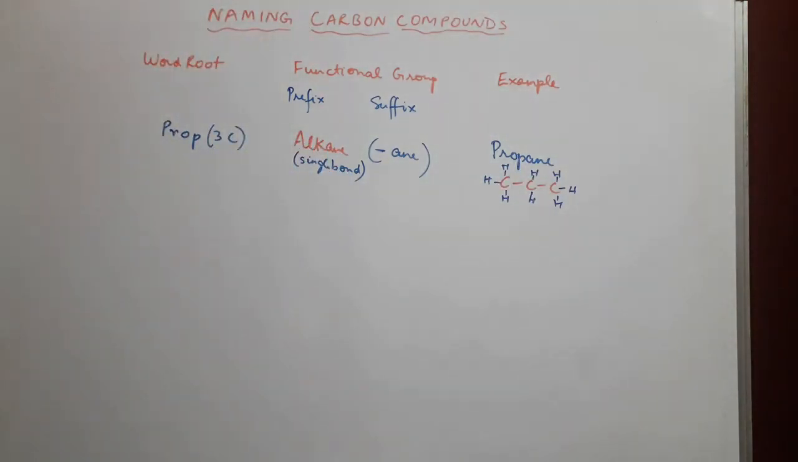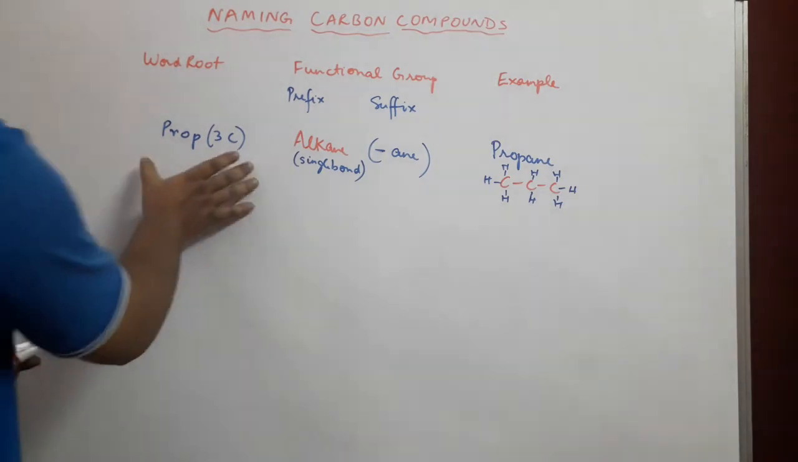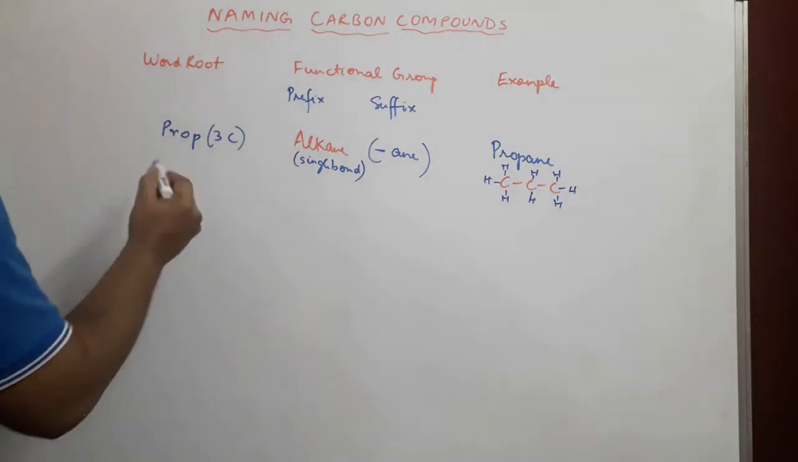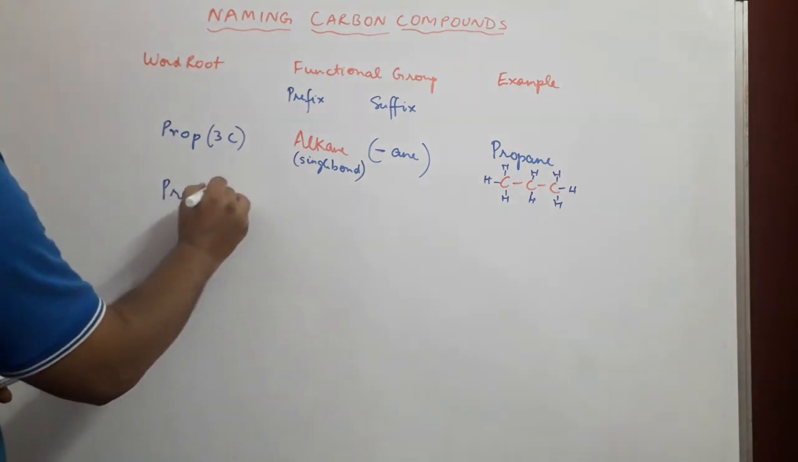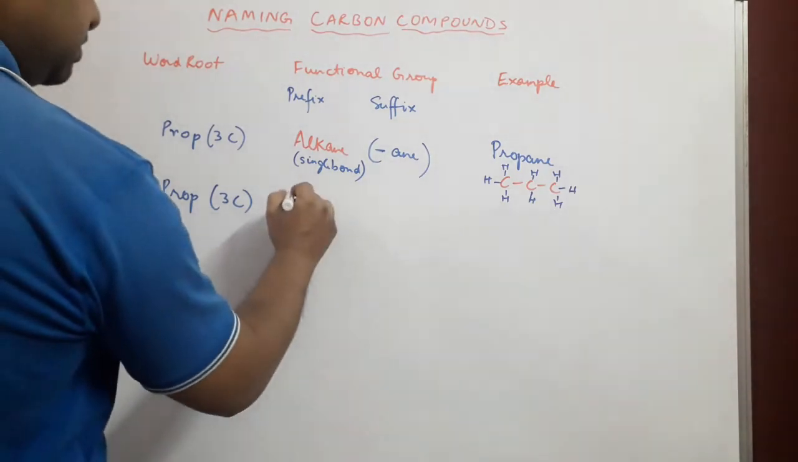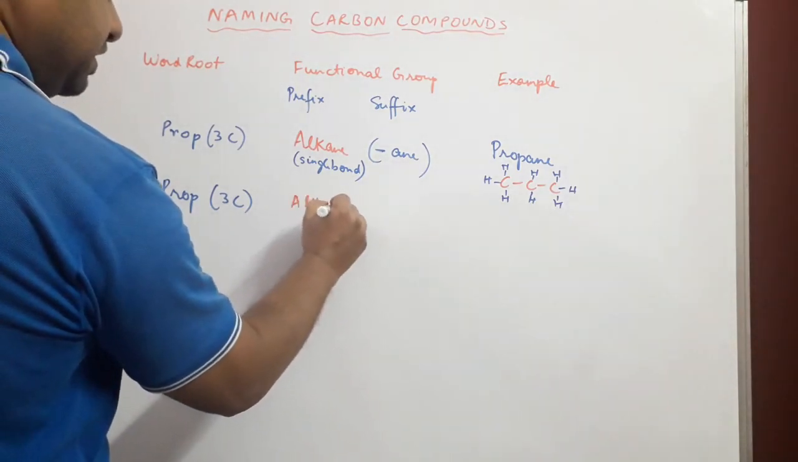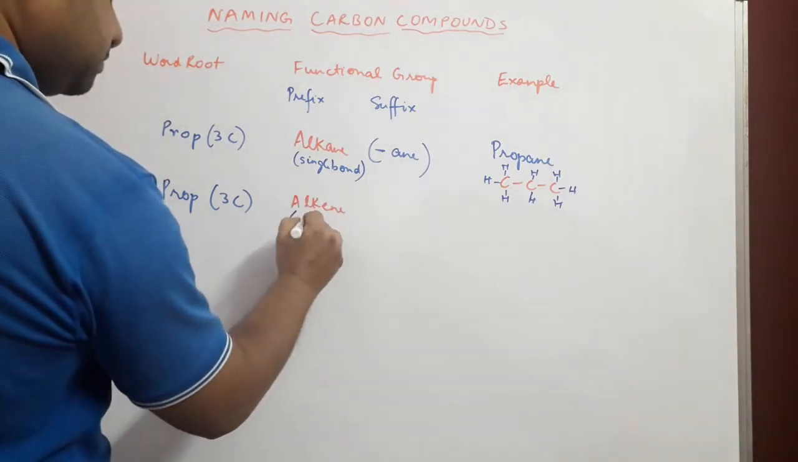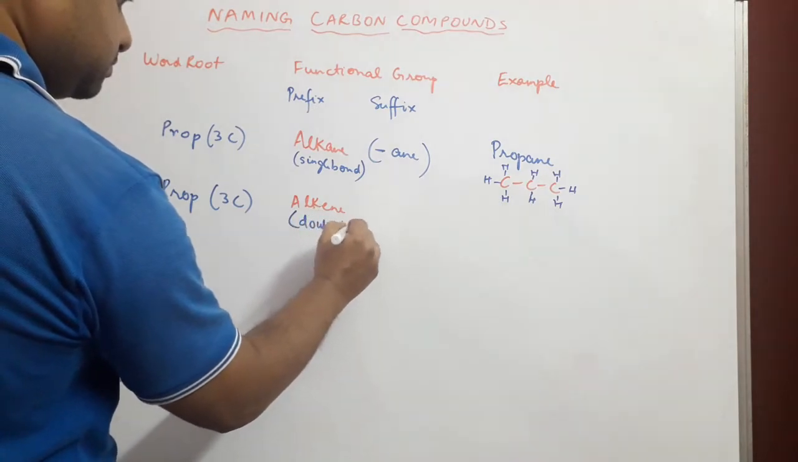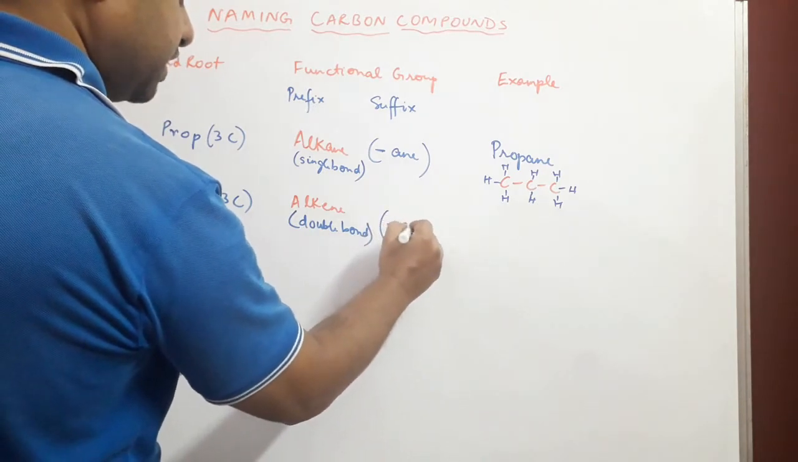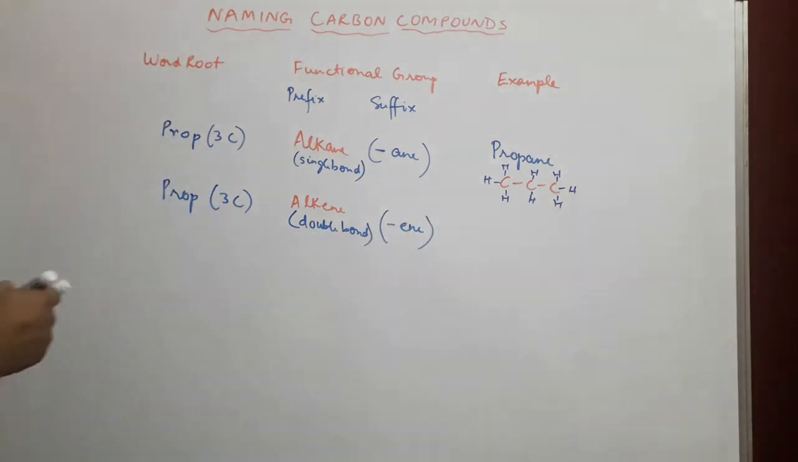Okay, so single chain, and how do we name it? Propane. Again, the word root continues to be prop. So I'll write it as prop, with 3 carbon atoms. Now, for a double bond, it is known as alkene. Put over here double bond. And once again it is a suffix ending with ene, or alkene.